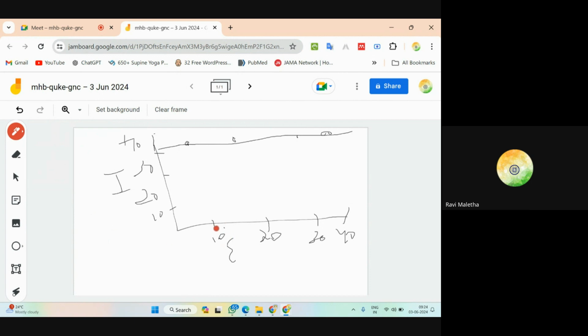So at 10 degrees, their body temperature will be 10 degrees only, just like the external environment. At 20 degrees, their internal temperature will also become 20 degrees. At 30 degrees, their internal temperature also becomes 30 degrees. So they will change with the external environment. So these are conformers.